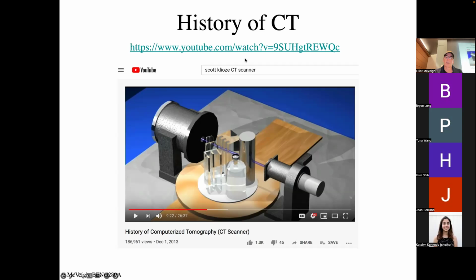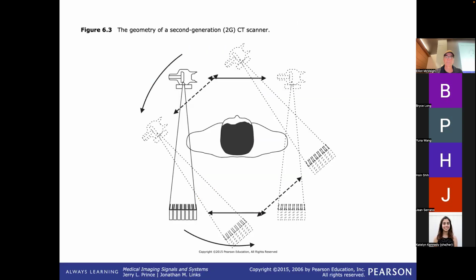Well, he did two things, right? He translated the platform across to get different projections through the sample along one angular view. And then he would rotate the platform and do another translation. Okay, so that's how he did that. It took hours to actually scan through and get all of that data.